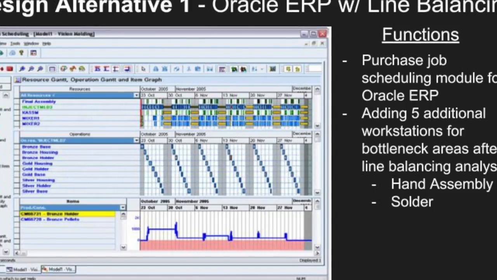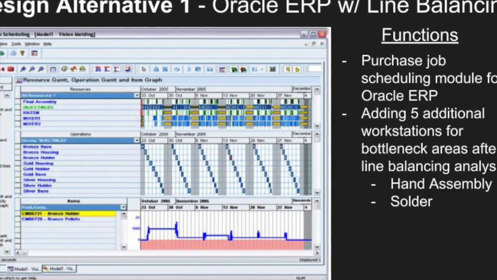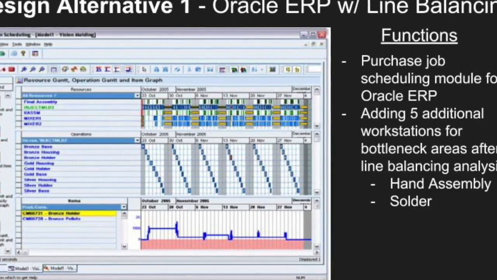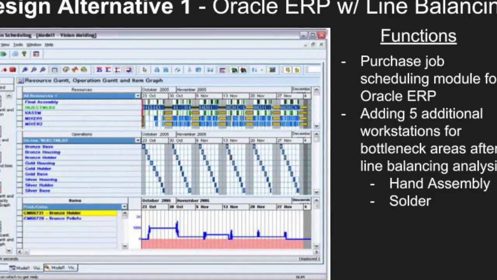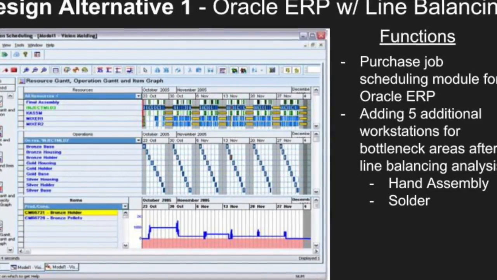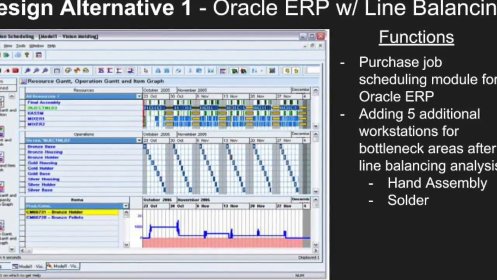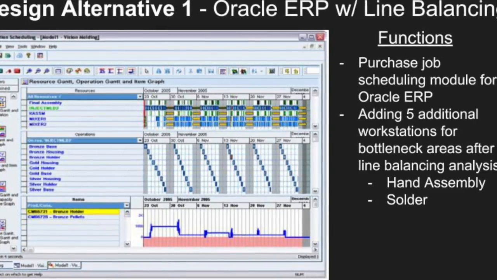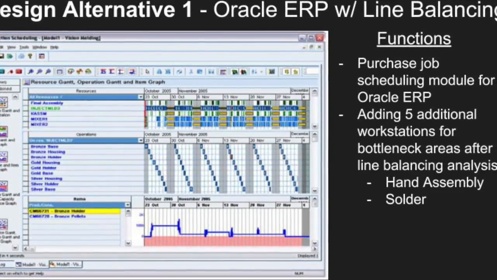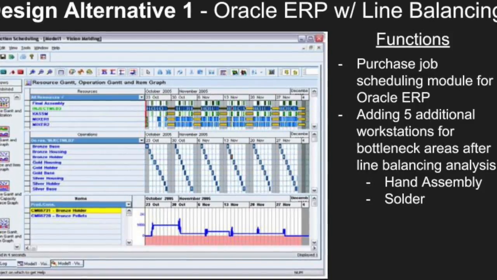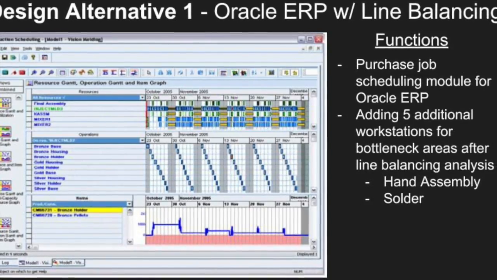I was able to develop two solutions for Supplier A. The first design alternative is an Oracle ERP job scheduling module. I chose Oracle because Supplier A is familiar with it and already utilizes it in its production system. All they would need to do is purchase and upgrade the job scheduling module available in Oracle's online system.